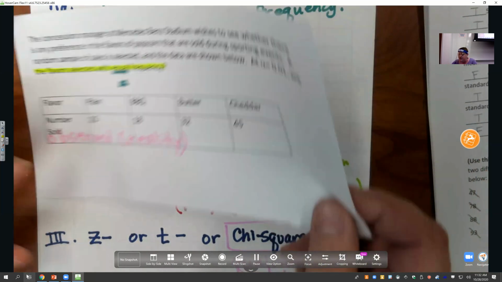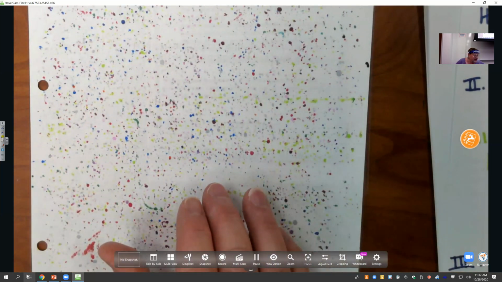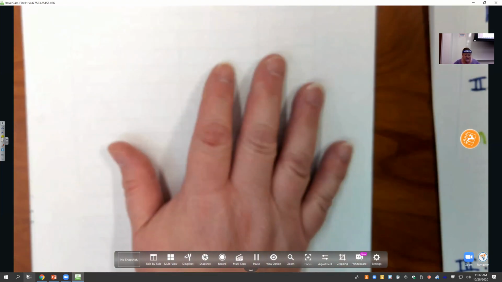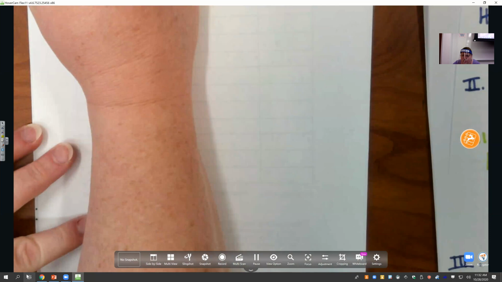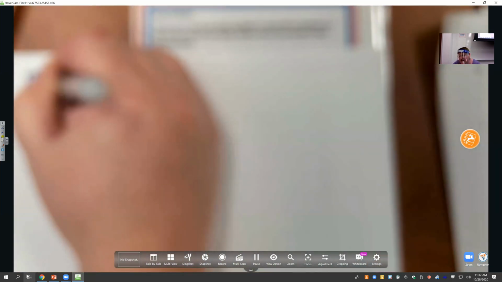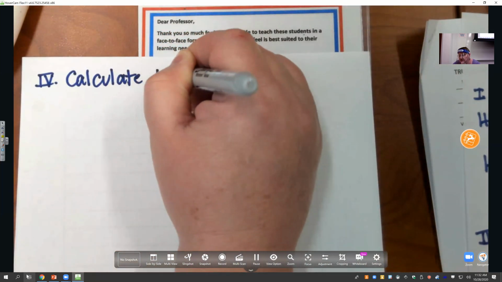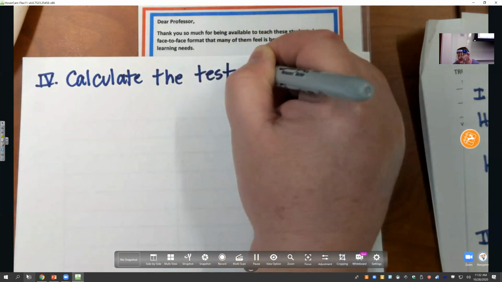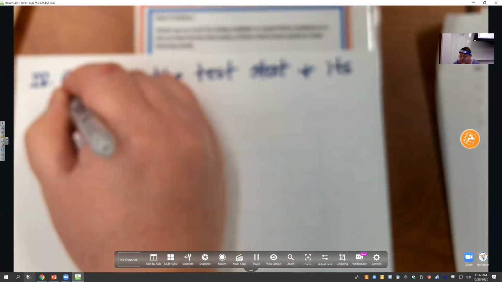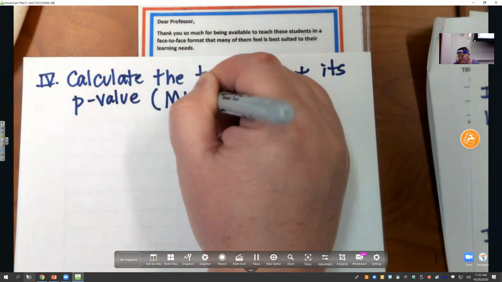All right, now we're going to do it. And we're going to use Minitab to do the calculations. So let me walk you through, because it's a little bit more to put in to Minitab. Okay, so step 4 is we calculate the test statistic and its p-value. And we're going to use Minitab to do that.